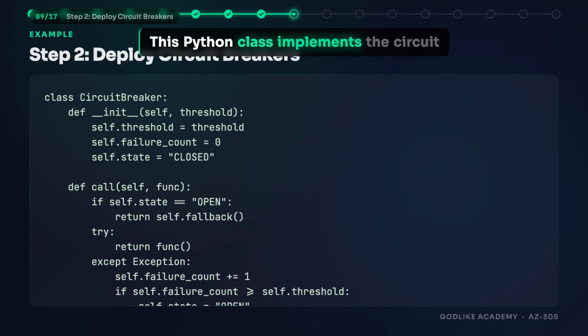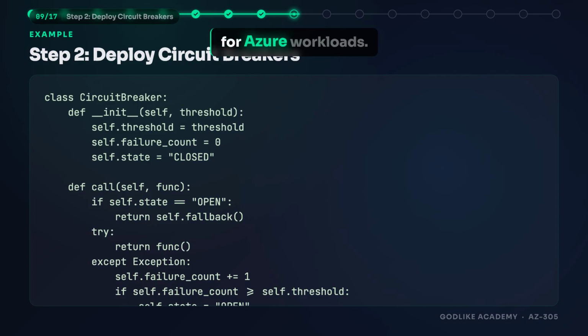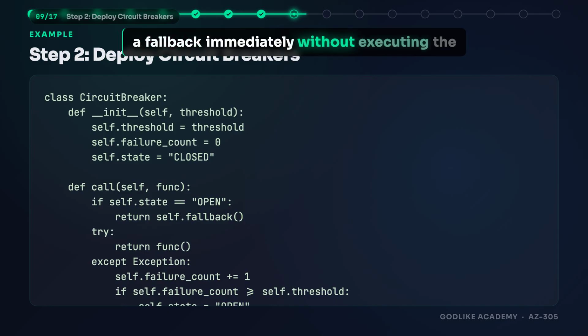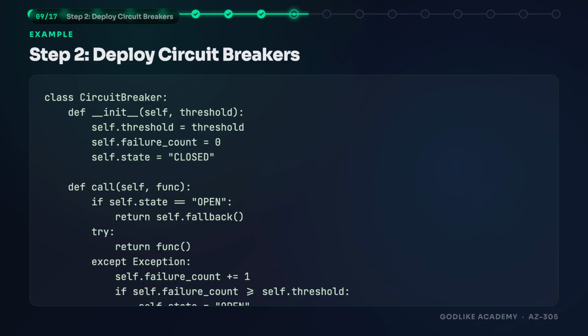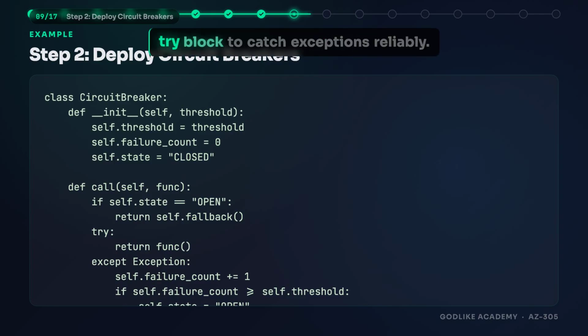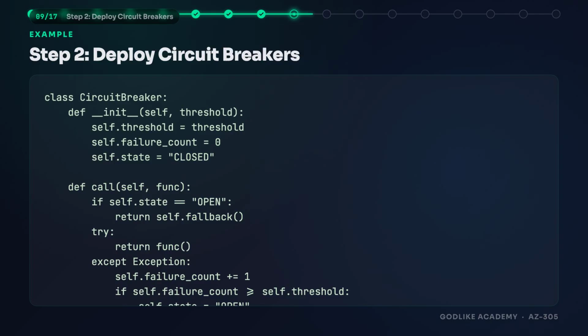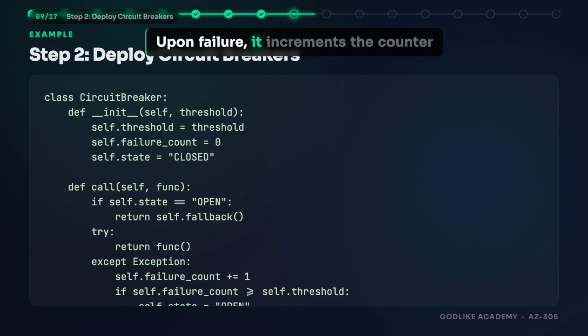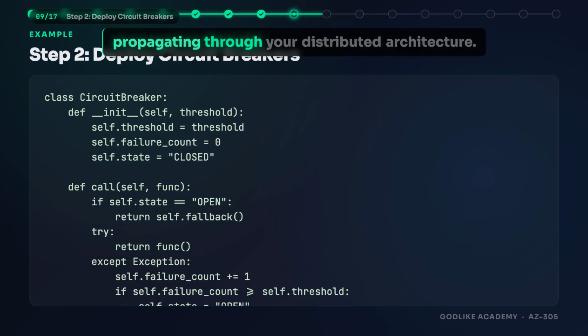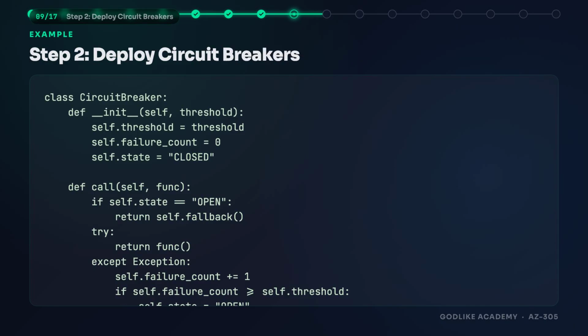This Python class implements the circuit breaker logic using the resilience library for Azure workloads. The call method first checks if the state is open to return a fallback immediately without executing the underlying function. It wraps the function in a try block to catch exceptions reliably. Upon failure, it increments the counter and trips the breaker to the open state once the threshold is reached, which stops cascading errors from propagating through your distributed architecture.